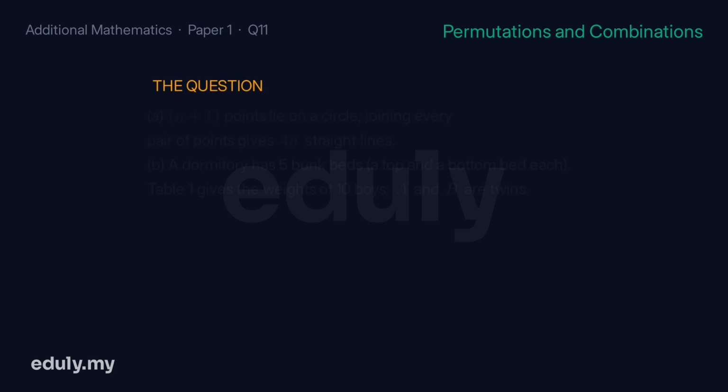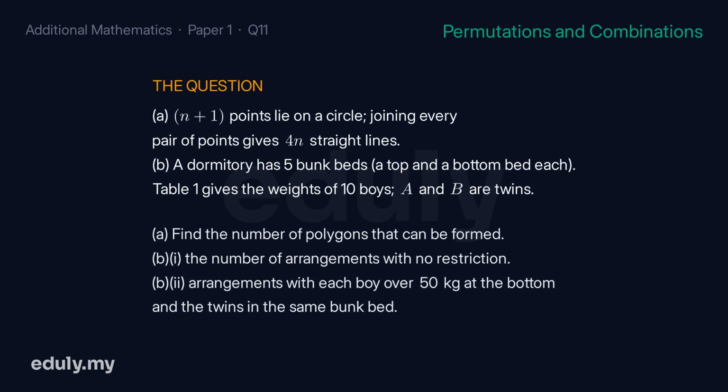Question 11 on permutations and combinations. Part A is about points on a circle. Every pair of points joined by a line gives 4n lines, and we count the polygons we can form. Part B puts 10 boys into a dormitory of bunk beds with a few conditions.